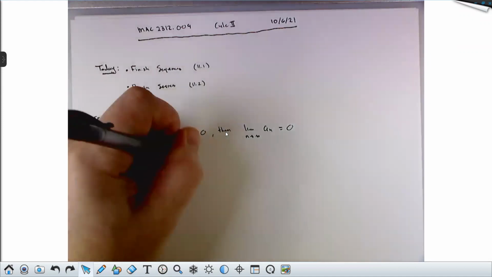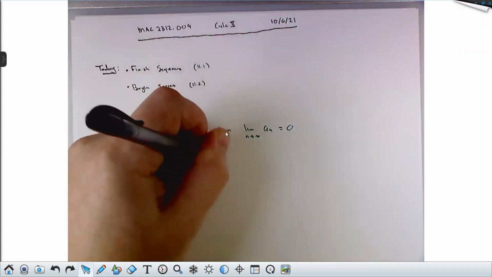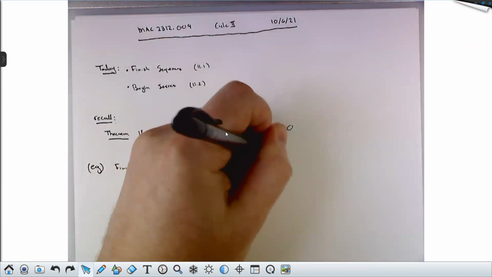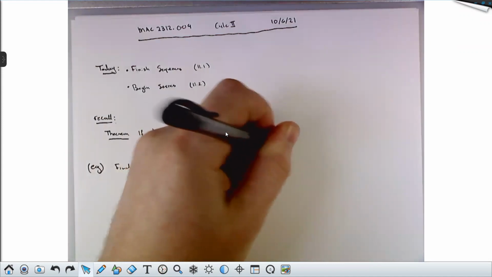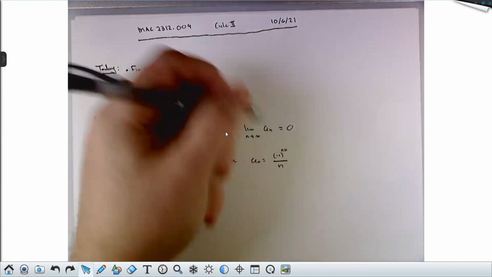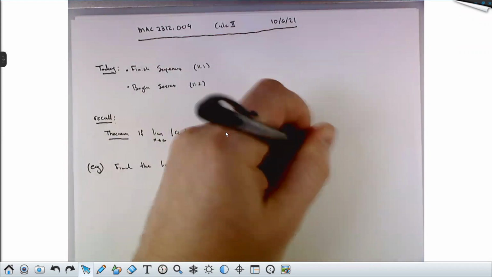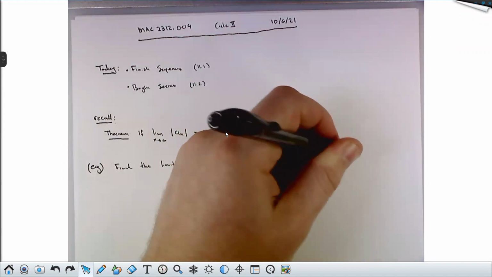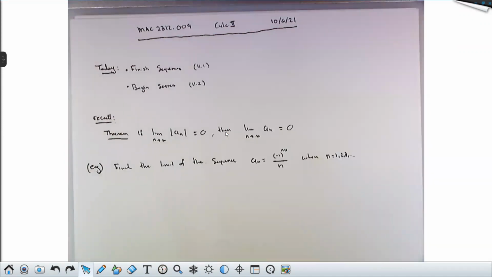Let's find the limit of the sequence a_n equals (-1)^(n+1) over n squared. n obviously starts at 1, and so on. Right, so this was like the second sequence that we graphed on Monday. And from the graph, we were pretty convinced that the limit was 0, but we haven't seen that for sure yet.